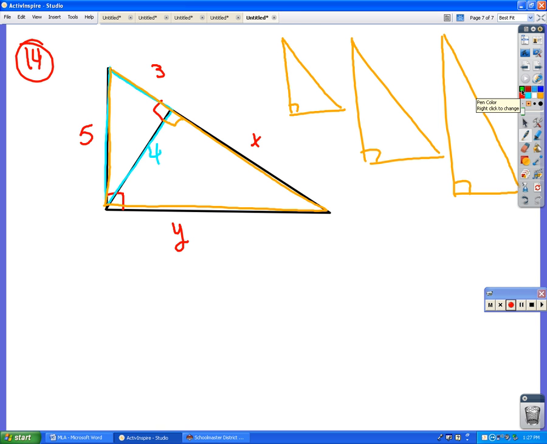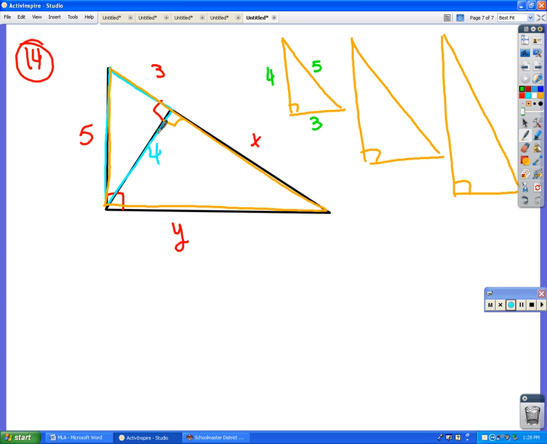Okay, so what is this side of the small triangle? 4. What is this side of the small triangle? 3. And this side is 5. So those are the 3 sides that we know, so that's going to help us.